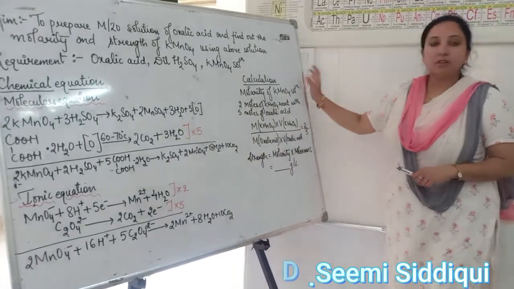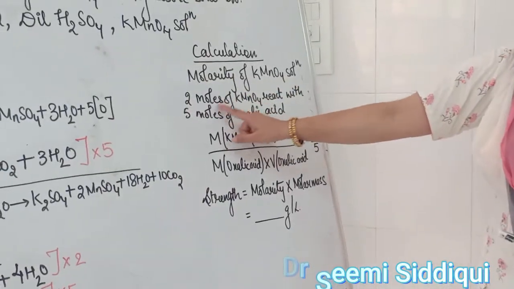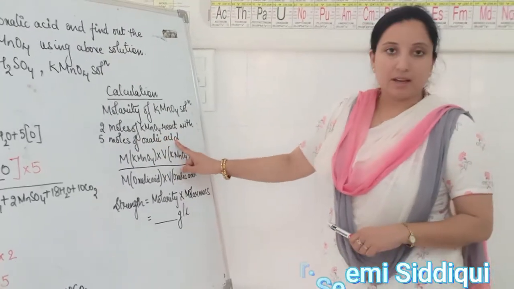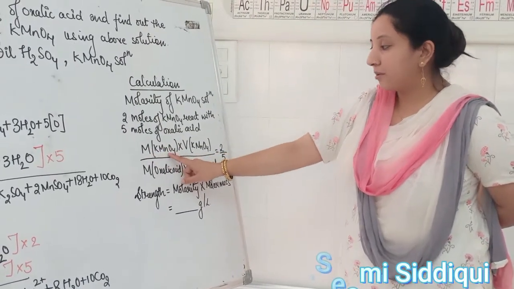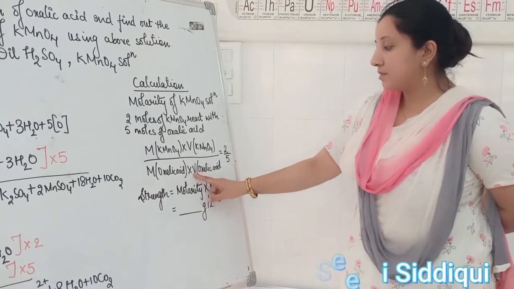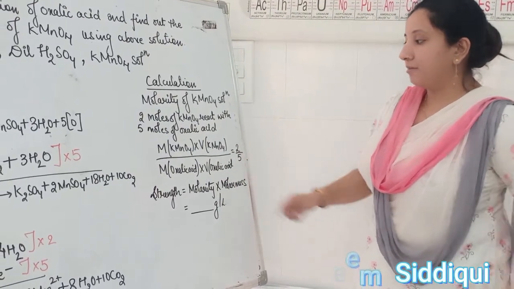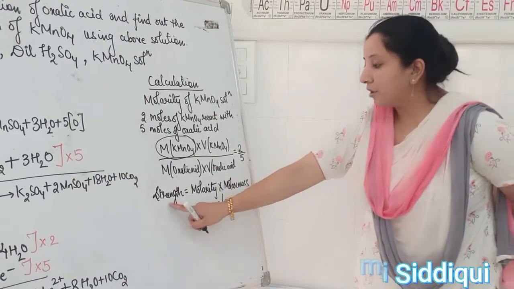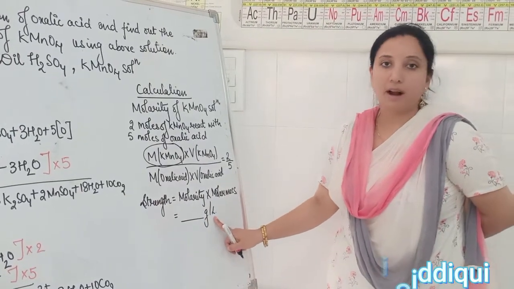For calculating the molarity of the KMnO4 solution, 2 moles of KMnO4 react with 5 moles of oxalic acid. So putting the values in the formula, molarity of KMnO4 into volume of KMnO4 divided by molarity of oxalic acid multiplied by volume of oxalic acid is equal to 2 by 5. Now we require to calculate this quantity. For taking out the strength, molarity into molecular mass, and it will come in grams per liter.